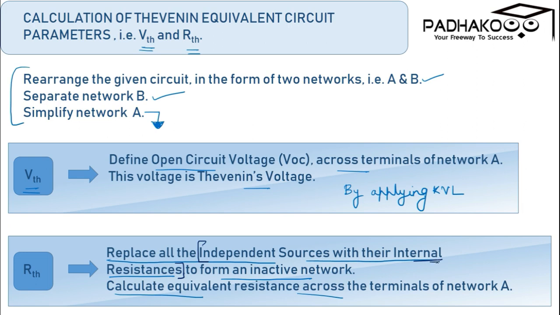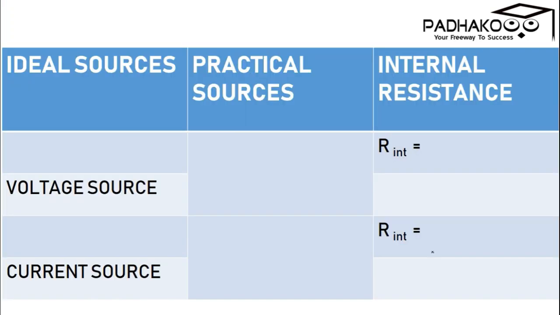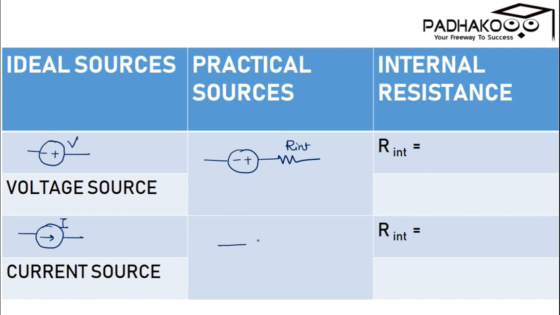So, to replace the independent source with the internal resistances, we have to know what the internal resistances of various kinds of independent sources are. If we are talking about an independent voltage source, it looks like this, and a current source is represented as this, the current I and the voltage V. Now, coming to the practical circuit of this voltage source, this is minus plus, and this is R internal, which is the internal resistance.